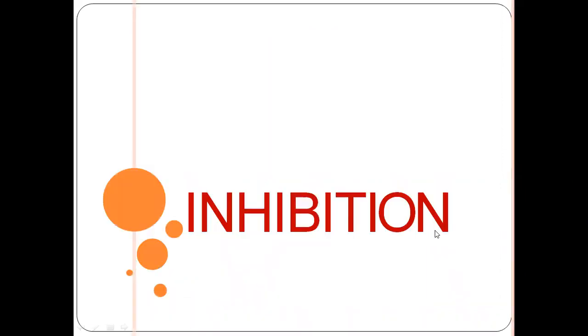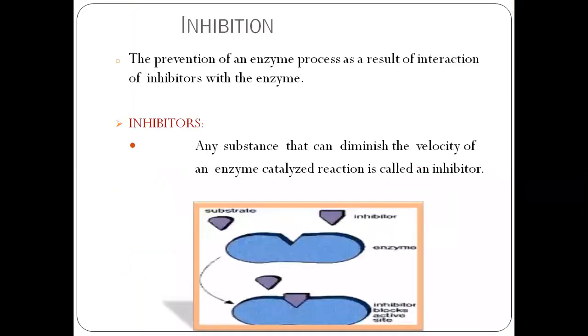Now let us see the other topic, that is inhibition. Inhibition means prevention of the enzymatic process by providing some other molecules. These molecules are known as inhibitors. They interact with the enzyme and they prevent the enzymatic reaction. The definition is: any substance that can diminish the velocity of an enzyme catalyzed reaction is known as an inhibitor.